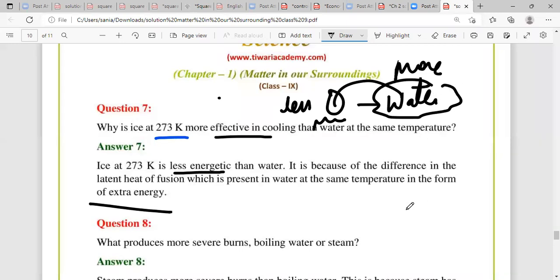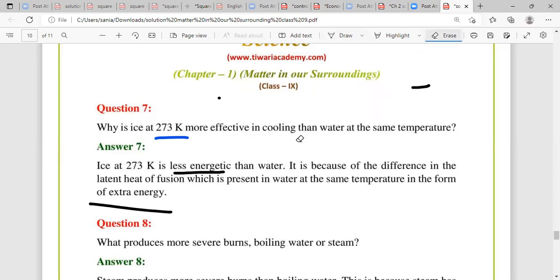This we did, right? So because of this, ice at 273 K, which we did as 273.5 K, is more effective in cooling than water at the same temperature. Clear? Okay. So you will write it down.